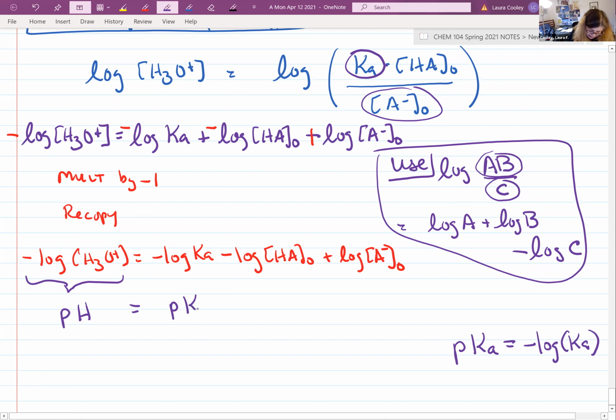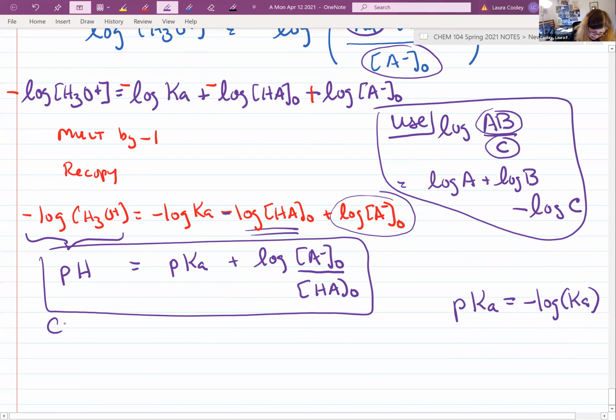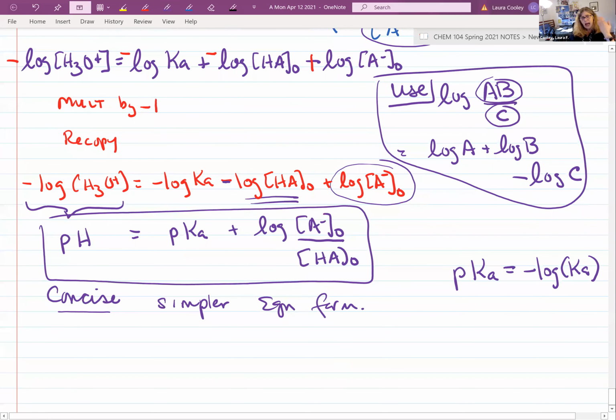So this is the pKa. And now I have the log of A minus 0 minus the log of HA0. So I'm going to divide. I'm going to have log of A minus 0 over HA0. So I have this really concise, sort of simpler equation form. So I don't have to do an ice problem anymore. I don't have to set that up with X and minus X and all of that. I can use this equation.